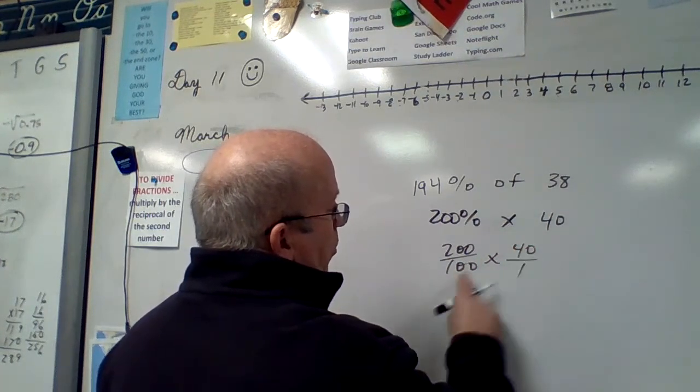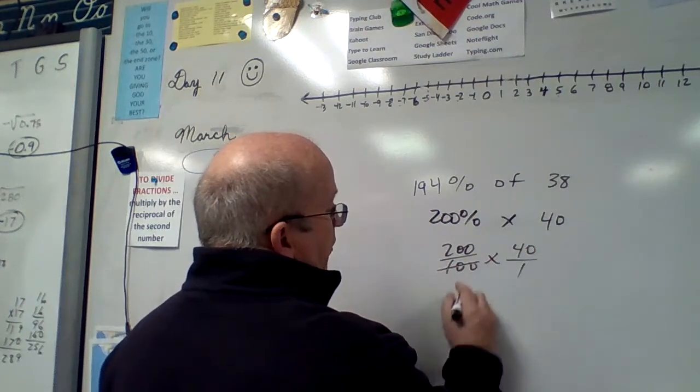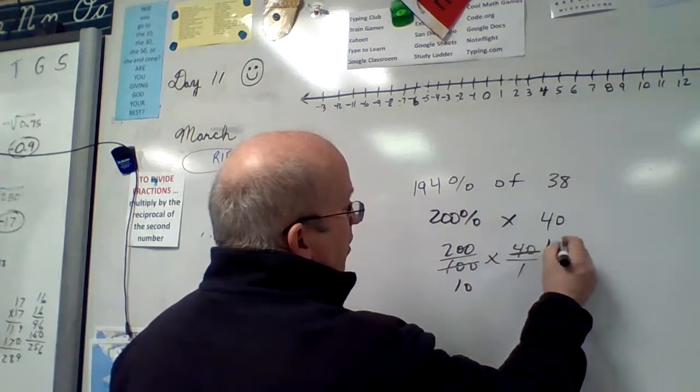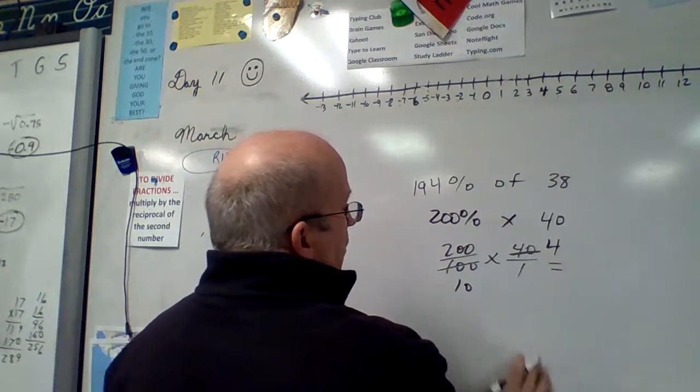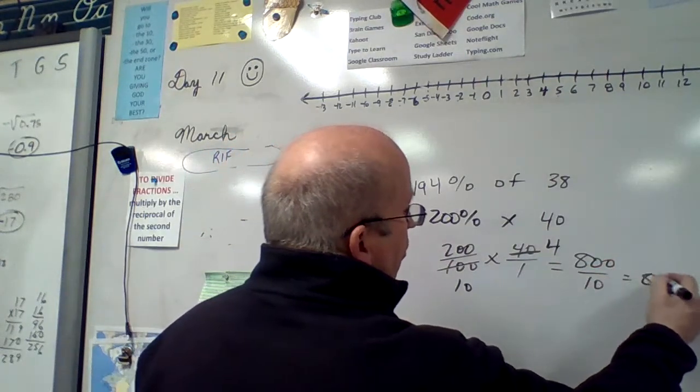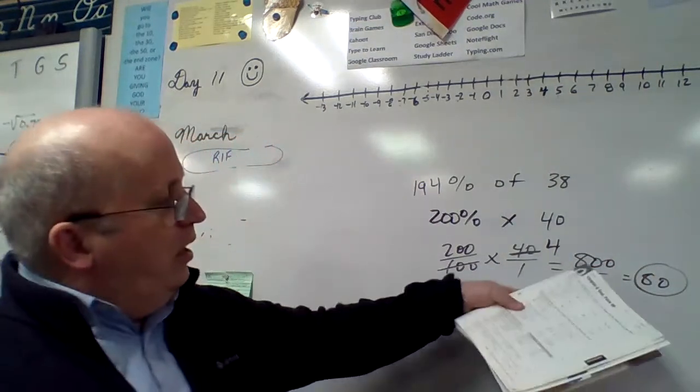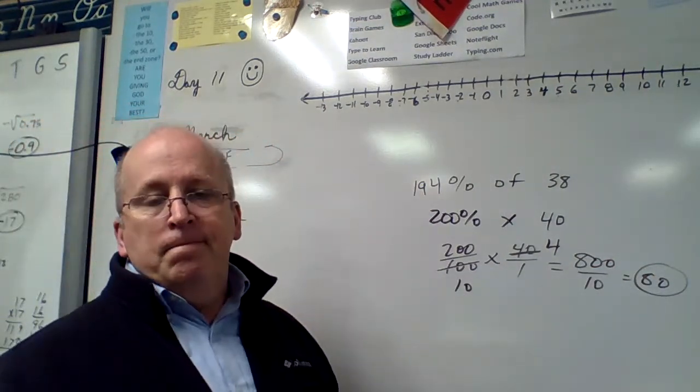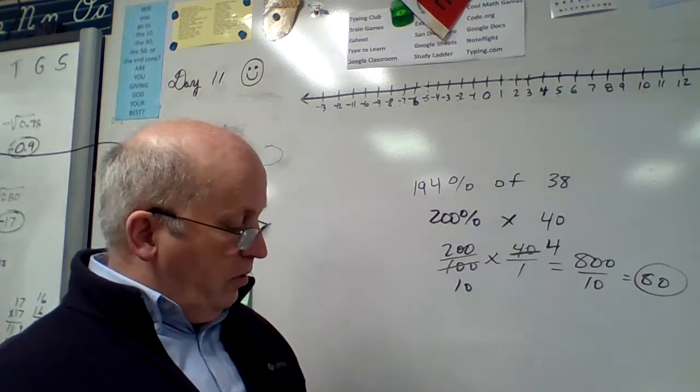These two numbers can both be divided by 10. If I divide by 10, I get 4 and 10. And then, I can just multiply, and I get 800 over 10, which is 80, isn't it? Because 800 divided by 10 is 80. So you can do number 3 similar to that.